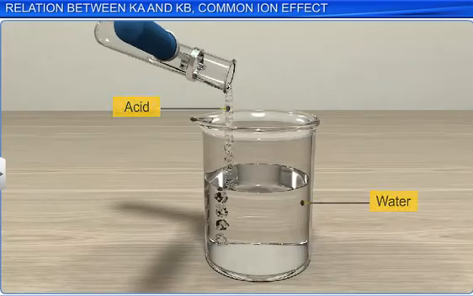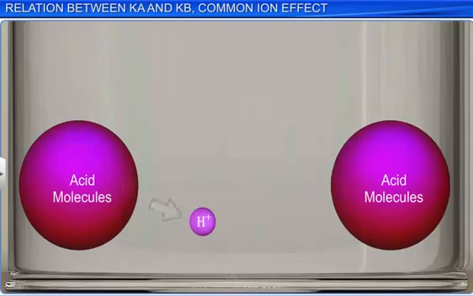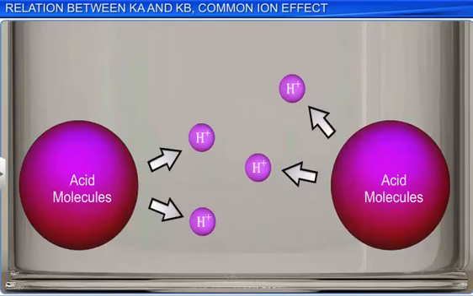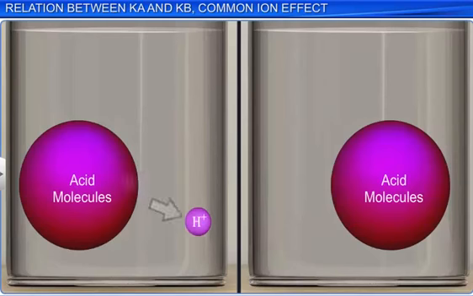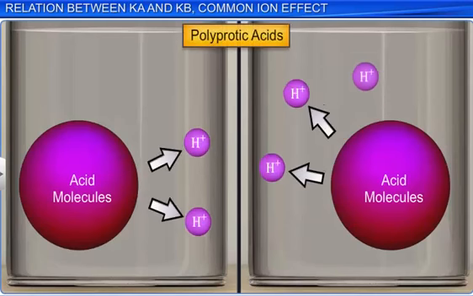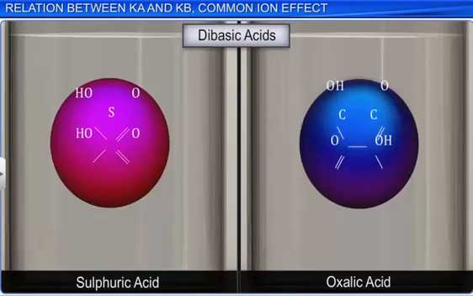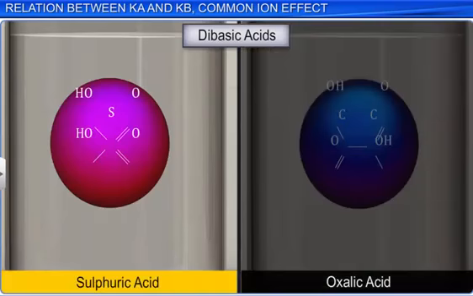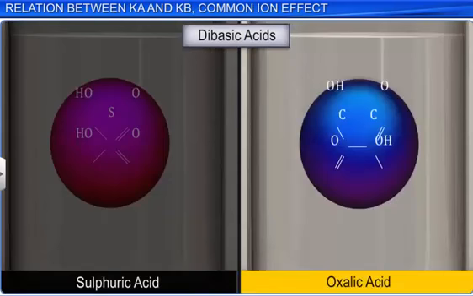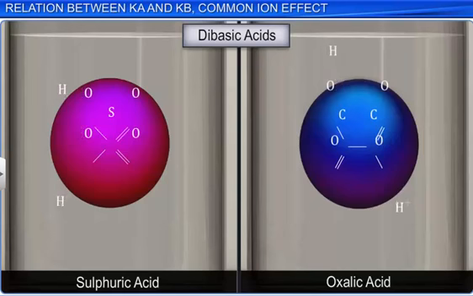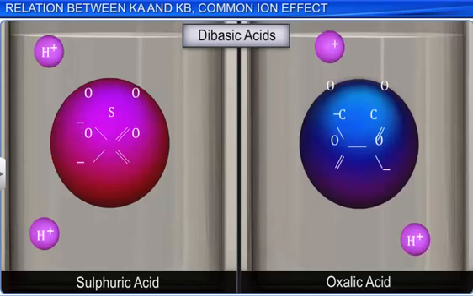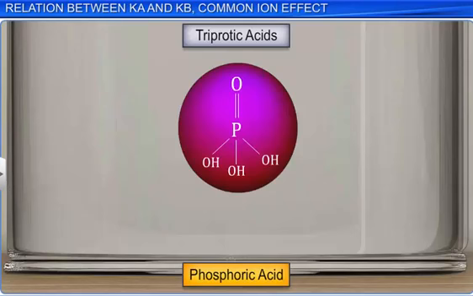Some of the acids can donate more than one proton in their aqueous solution. Such acids are known as polyprotic acids or polybasic acids. For example, sulfuric acid and oxalic acid, which have two ionizable protons per molecule of the acid that can be donated, are called dibasic acids. Phosphoric acid, on the other hand, is called a triprotic acid as it can donate 3 protons.